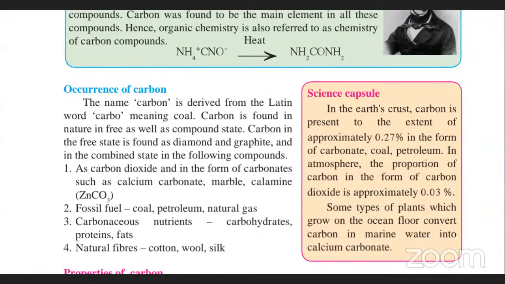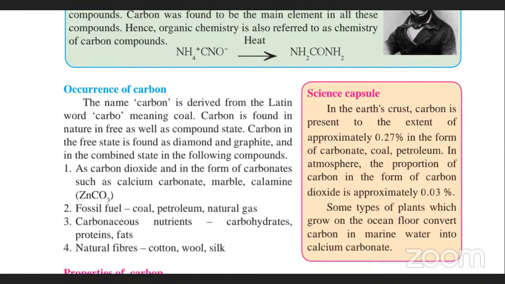Talking about the name carbon, it is derived from the Latin word carbo, and the meaning of the word carbo is coal. So carbon is derived from the word carbo, which means coal.